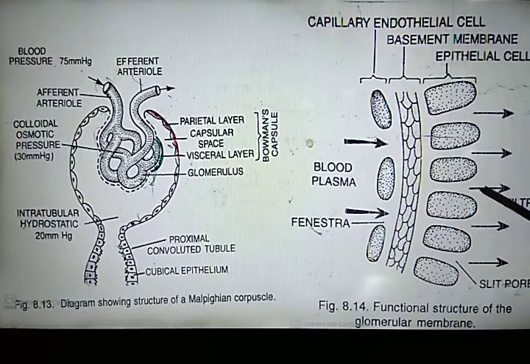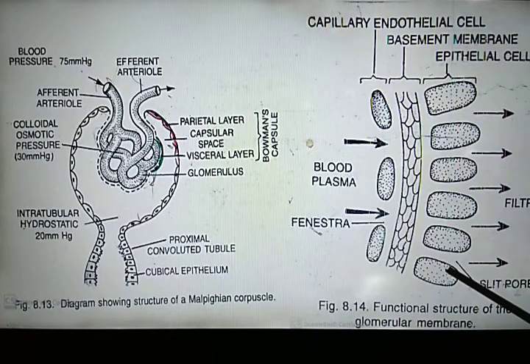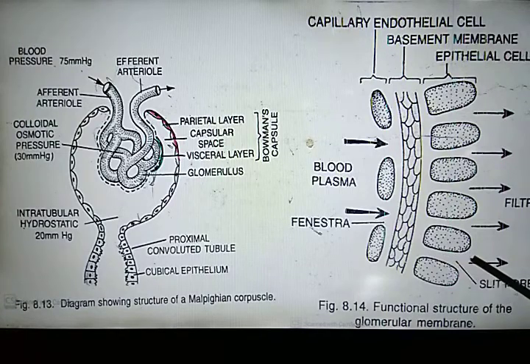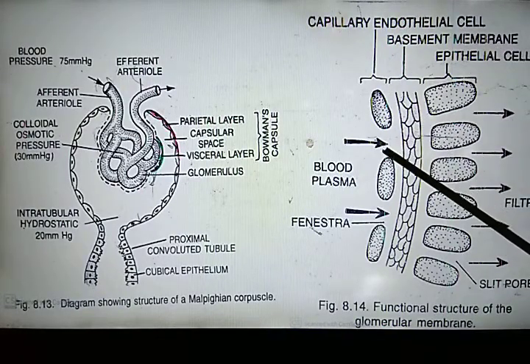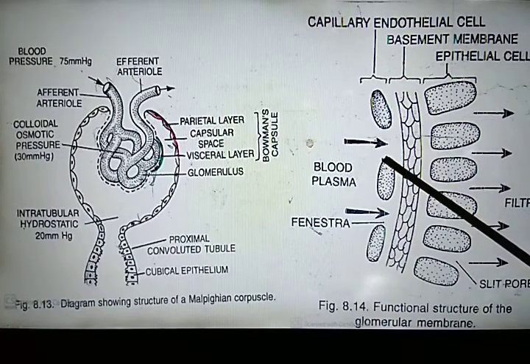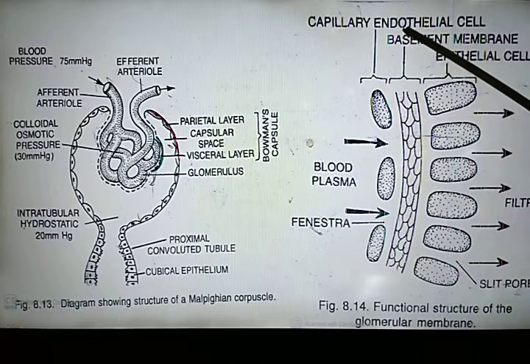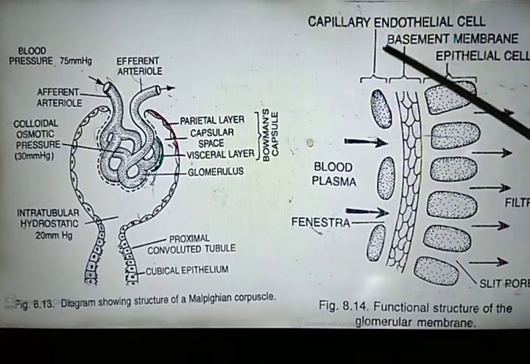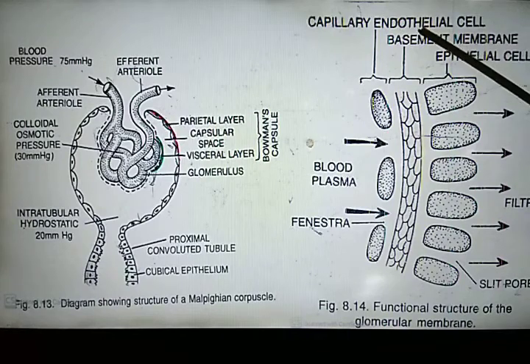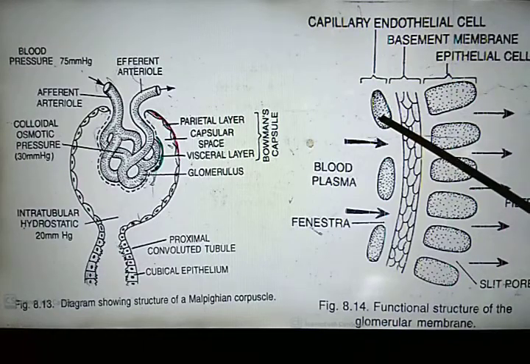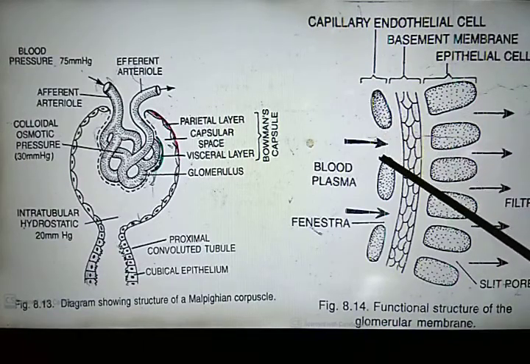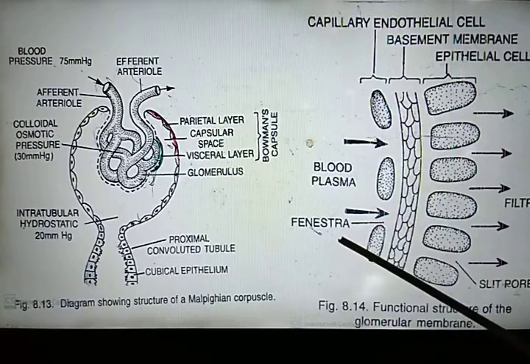Okay, so these are the podocytes of Bowman's capsule, and these podocytes have space present between them known as slit pore or filtration slit. Now the glomerular capillary, its membrane is made up of endothelial cells. This membrane is known as endothelium, and these endothelial cells also have pores present between them known as fenestrae.